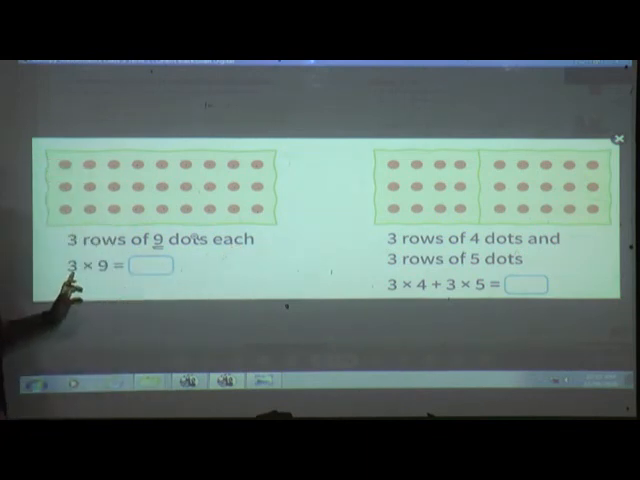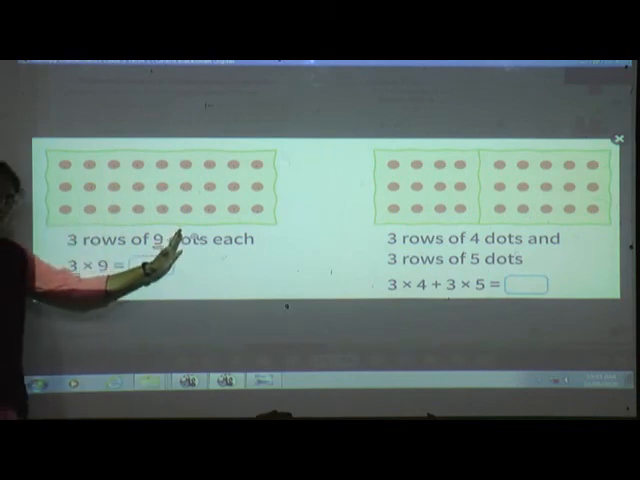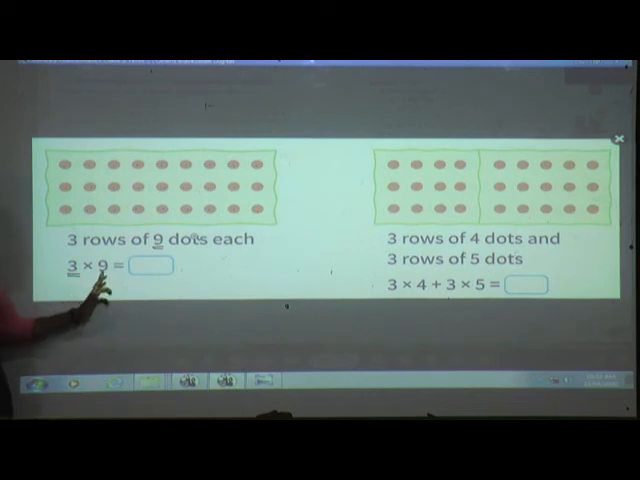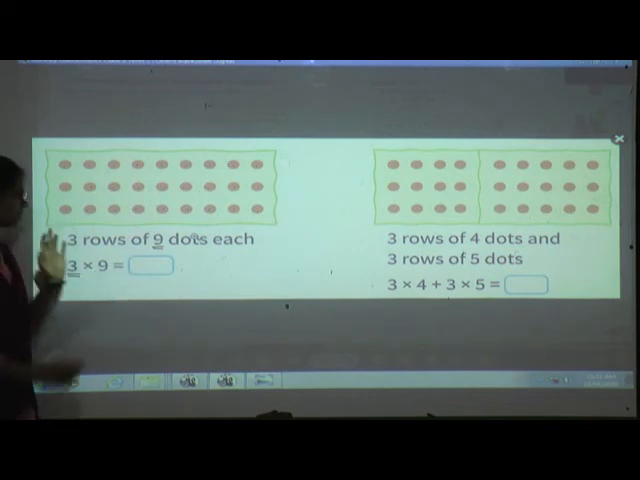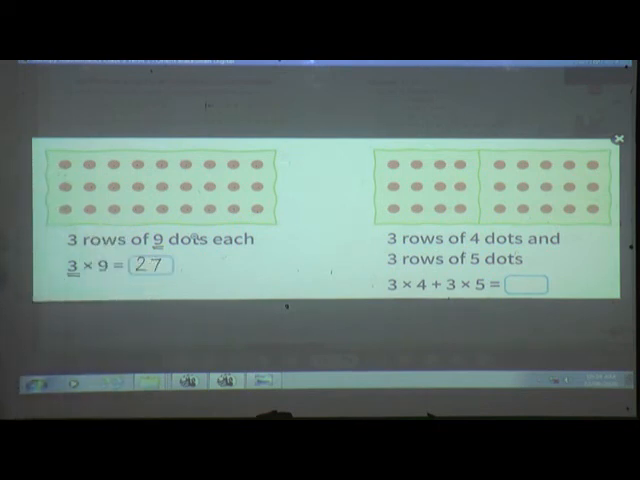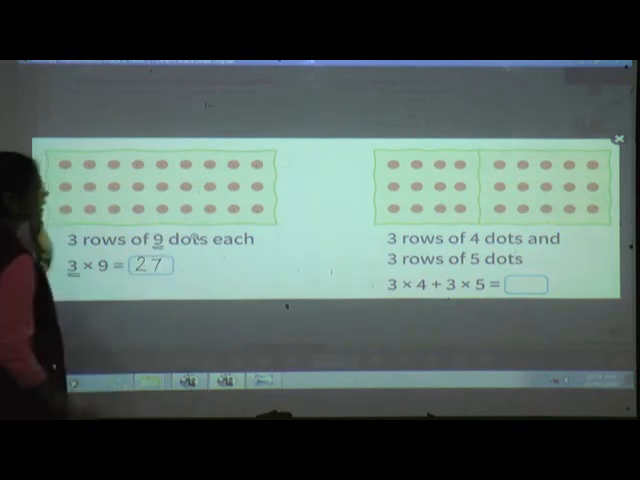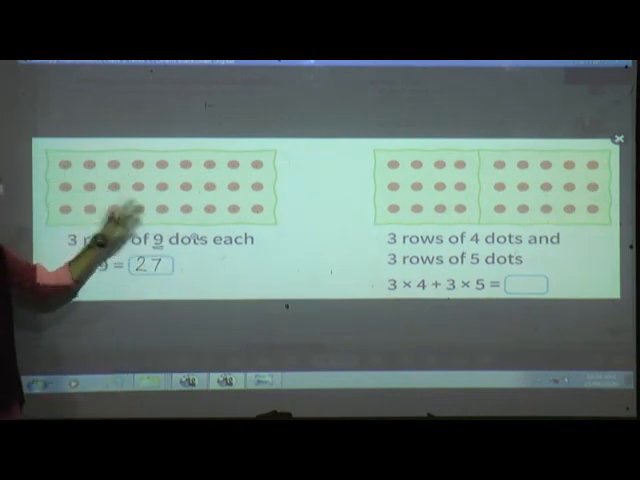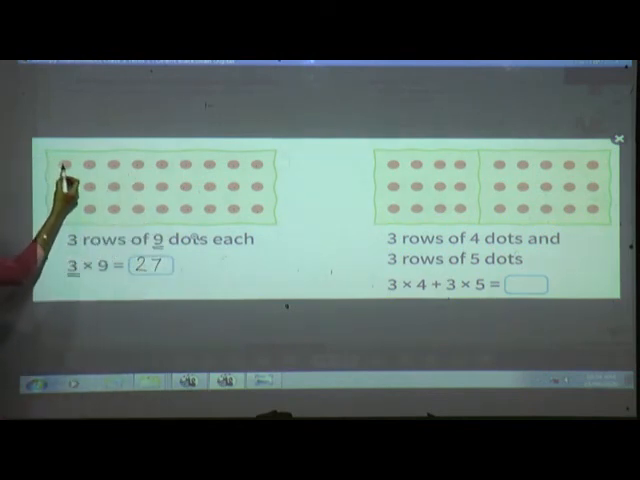Okay. So here 3 into 9 is equal to 3 nines are, because how many total rows are there? 3. Yes, there are 3 rows and in each row there are 9 dots. So 3 into 9 is equal to 3 nines are 27. Means in this box there are total 27 dots. So let us count once again.